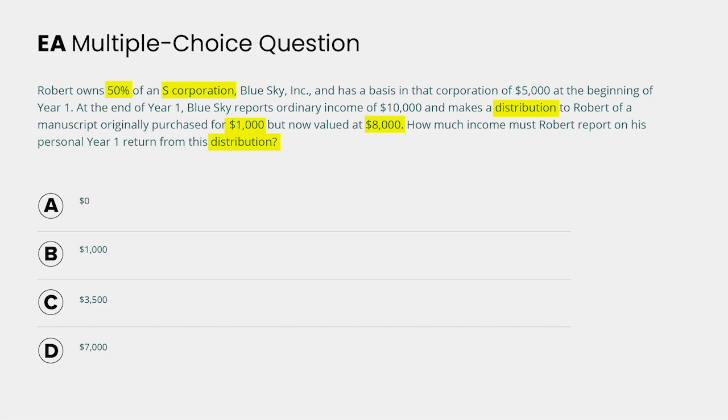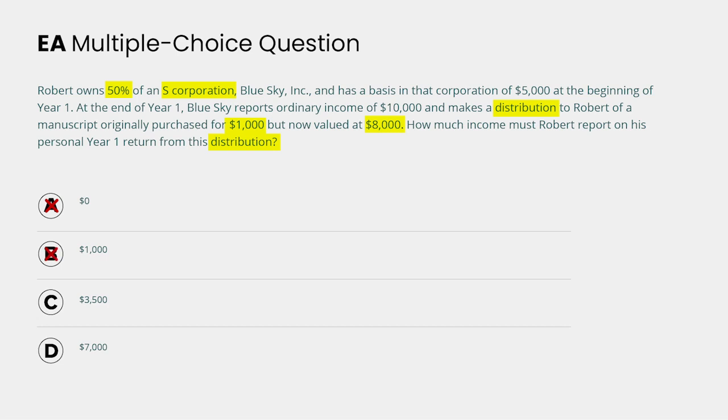Let's consider why the other answer choices are incorrect. Choice A is 0. Remember, the corporation has to recognize $7,000 of gain under Section 311, just like we had for our normal distribution rules for corporations. And Robert owns 50%, so he's responsible for 50% of that $7,000. So choice A is incorrect. B is $1,000. This is the adjusted basis of the manuscript. This is incorrect. Again, we use the fair market value minus the adjusted basis, and we take 50% of that. So choice B is incorrect.